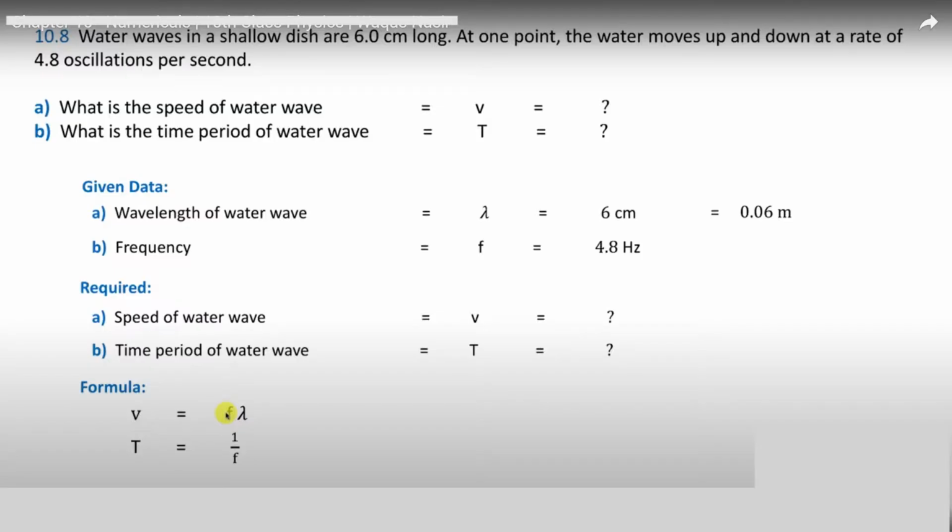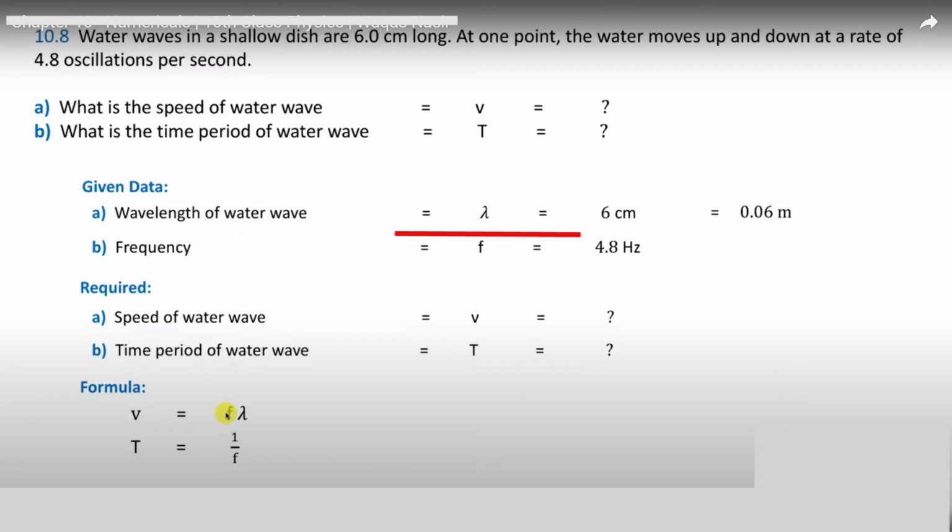Numerical number 10.8: water waves in a shallow dish are 6.0 centimeters long. At one point, water waves move up and down at the rate of 4.8 oscillations per second. What is the speed of the water wave and what is the time period of the water wave? So we will write the given data. Here you have to understand that 4.8 oscillations per second is actually the frequency.